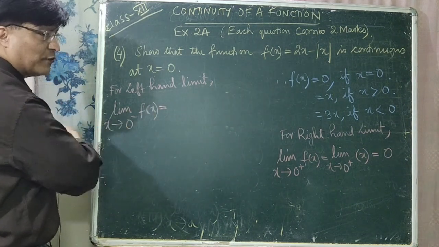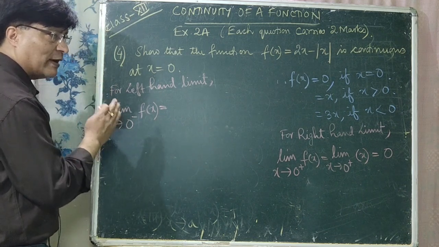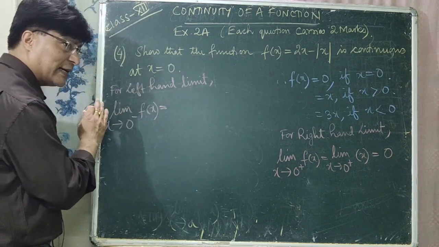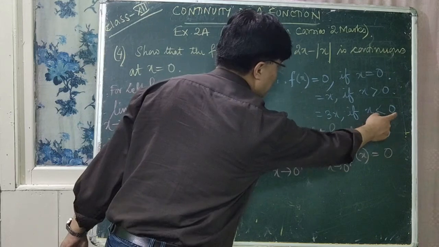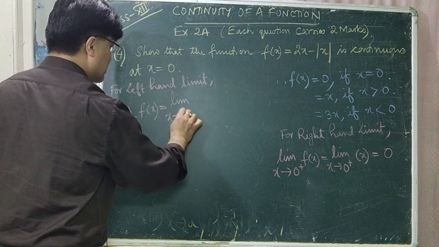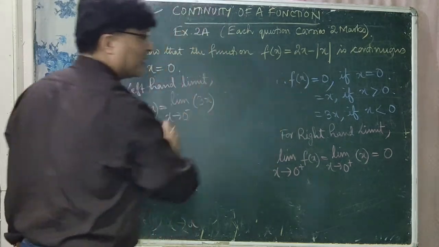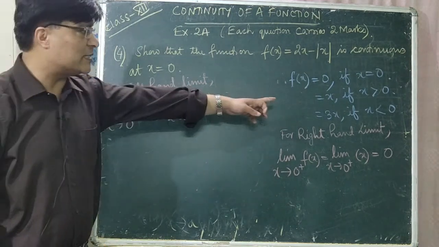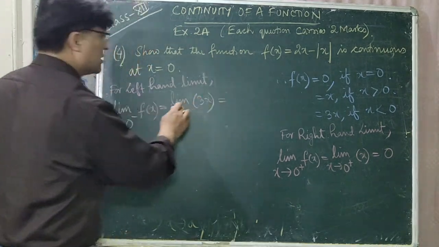X is approaching towards 0 from the left hand side only, and all the values of x on the left of x equal to 0 are less than 0. So if x is less than 0, what is the value of f of x? It is 3x. So limit x tends to 0 minus, this is your 3x, because f of x is defined as 3x if x is less than 0. So if x is less than 0, what is the value of f of x? It is 3x. Now you can put x equal to 0.